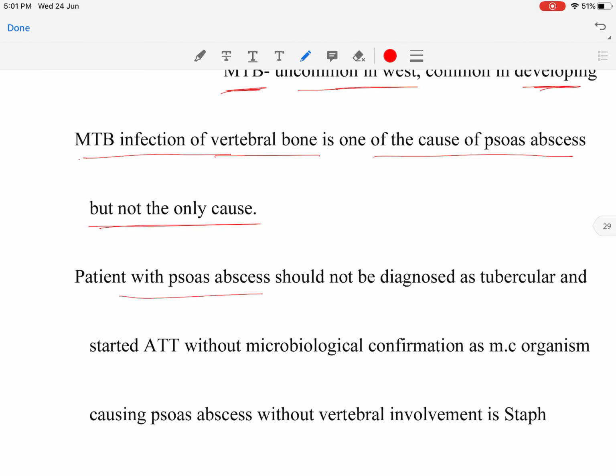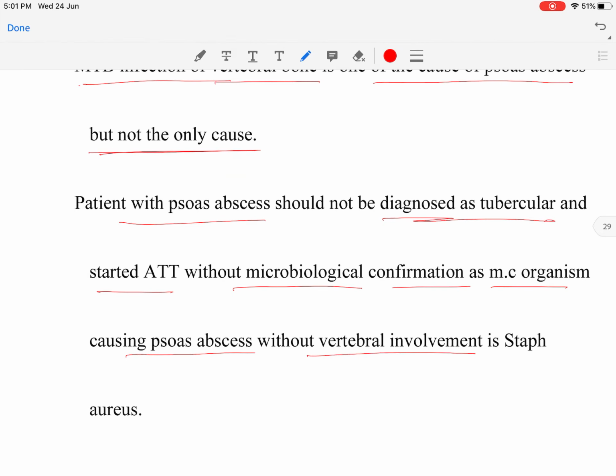So a patient with psoas abscess should not be diagnosed as tubercular and started on ATT without microbiological confirmation, as the most common cause of psoas abscess without vertebral involvement is Staph aureus. So this is the take home message here: for any patient that presents to us with psoas abscess, firstly we should not think of a tubercular spine, we should think of immunosuppression and the GI cause as the primary cause, and also we should not think of tubercular bacilli as the main organism, we should think of Staph aureus as the main organism.